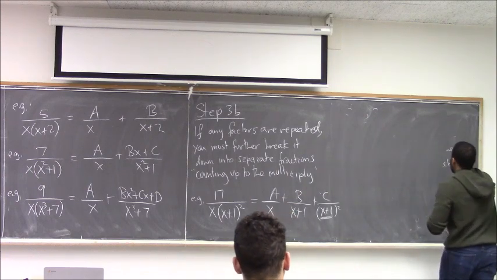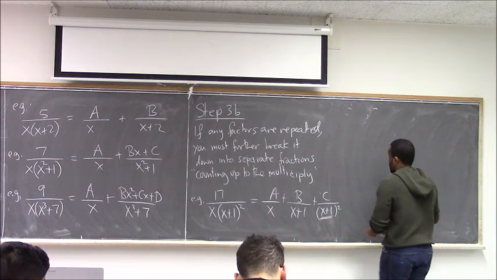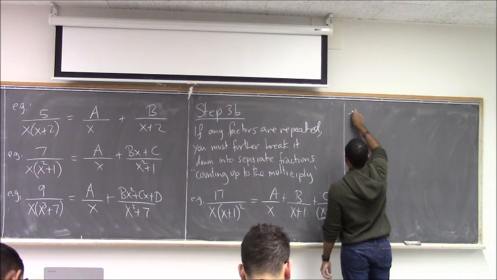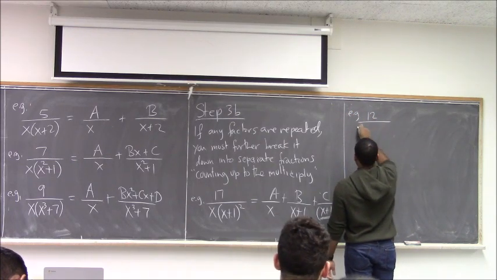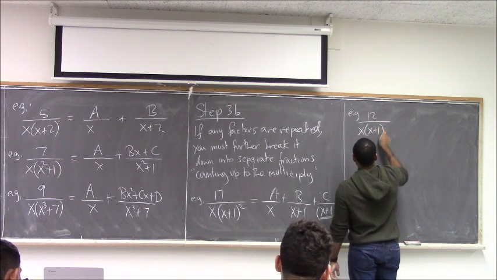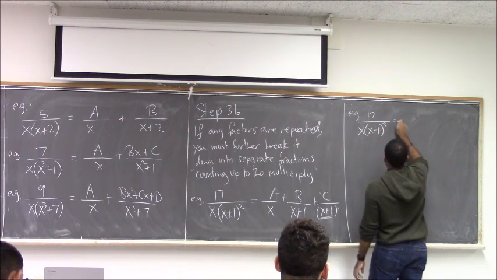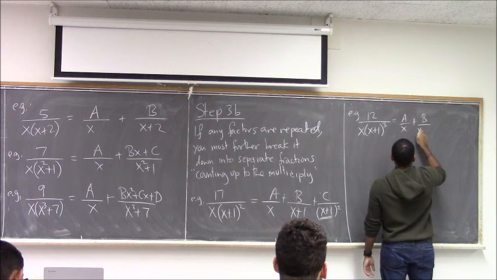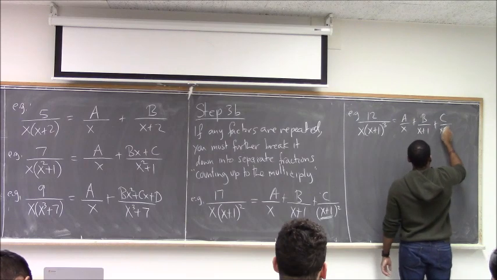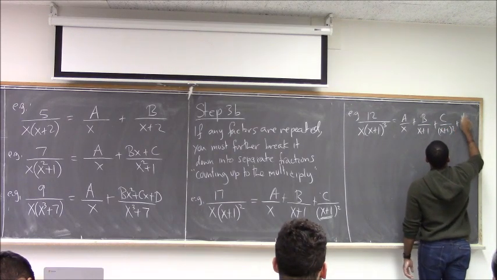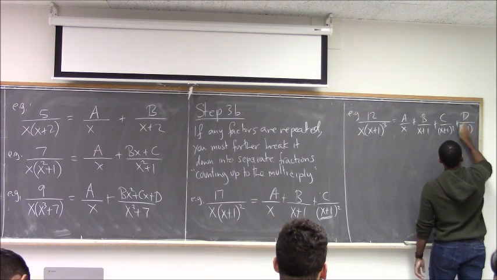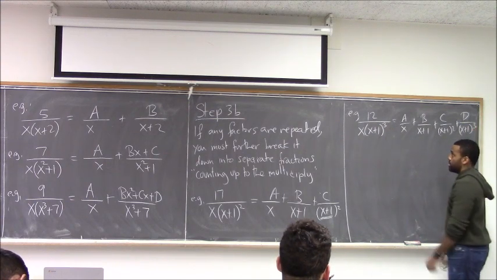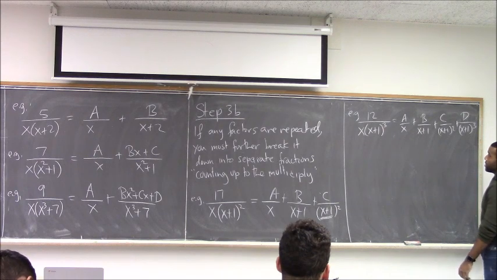If you instead had something like 12 over x times x plus 1 cubed, what that would look like is, well, A over x plus B over x plus 1 plus C over x plus 1 squared plus D over x plus 1 cubed. So that's a repeated factor. You need to count up to that factor.